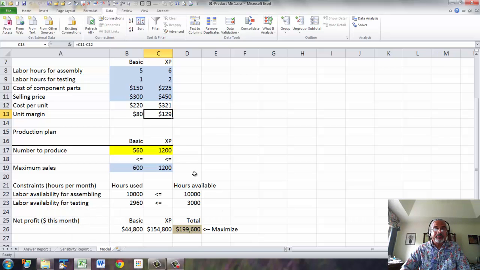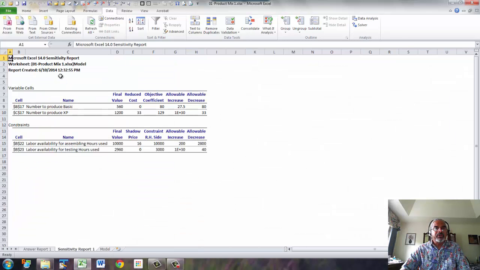And that is given, in the sensitivity report, by the first table. So that is our objective function sensitivity report. Here the final values are 560 and 1200. The number to produce of Basic is 560, XP is 1200. Now the objective coefficient is $80 for Basic and 129 for XP. The coefficient may change according to these values.